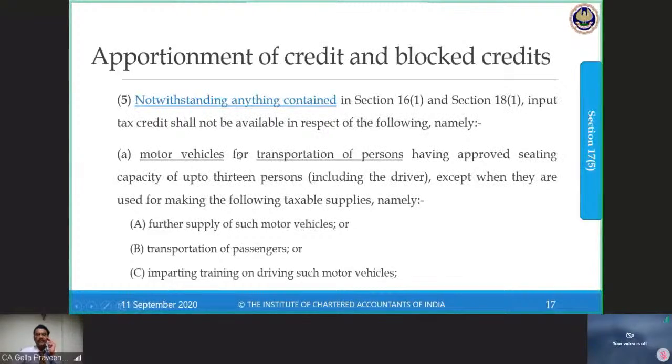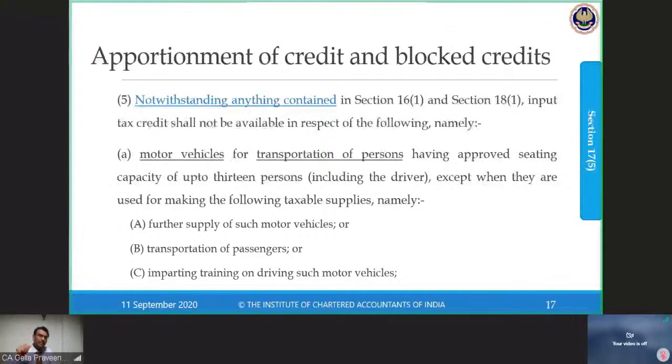First, to start with, motor vehicle. We have read the first slide definition, motor vehicle. So my restriction: motor vehicle for transportation of persons. If I have used a motor vehicle in my business, either on own or on a hire basis, for transportation of persons, that is for employee transportation or any guest transportation, which has an approved seating capacity up to 13, then when they are used for making taxable supplies other than A, B, C. Now I'll come to the first entry.